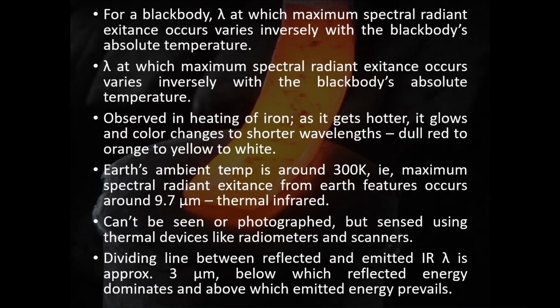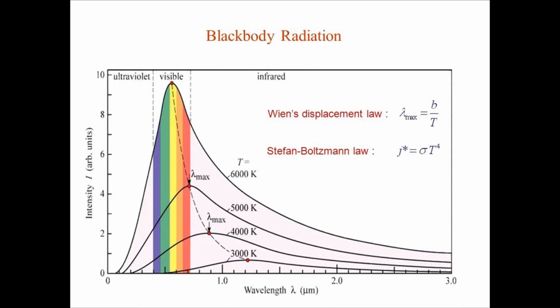So there is a dividing line between reflected and emitted infrared. The wavelength is approximately 3 micrometers, below which the reflected energy dominates and above which the emitted energy prevails. So far, what we discussed is the ideal concept of black body radiation. So is the Earth an ideal black body? No, Earth is not an ideal black body. So these concepts can be used to define these parameters and to explain the concept.